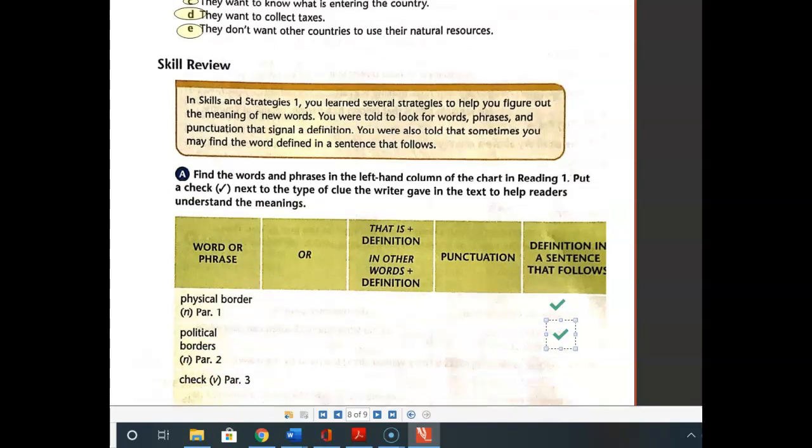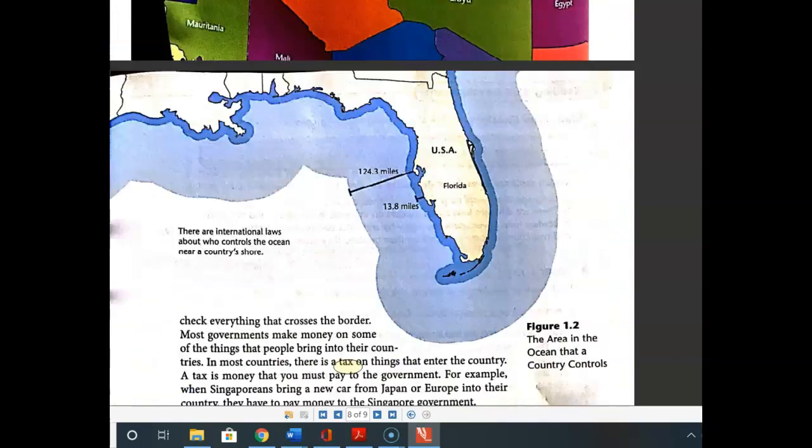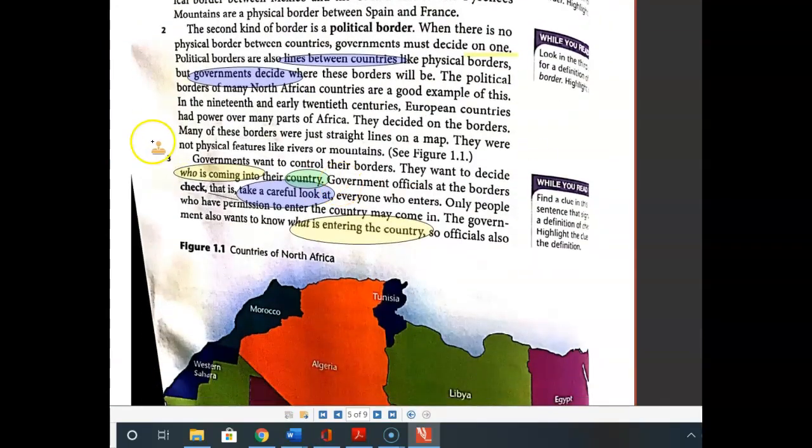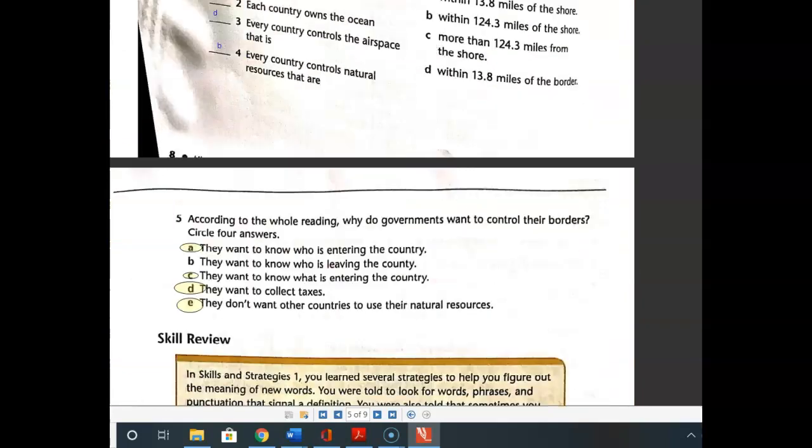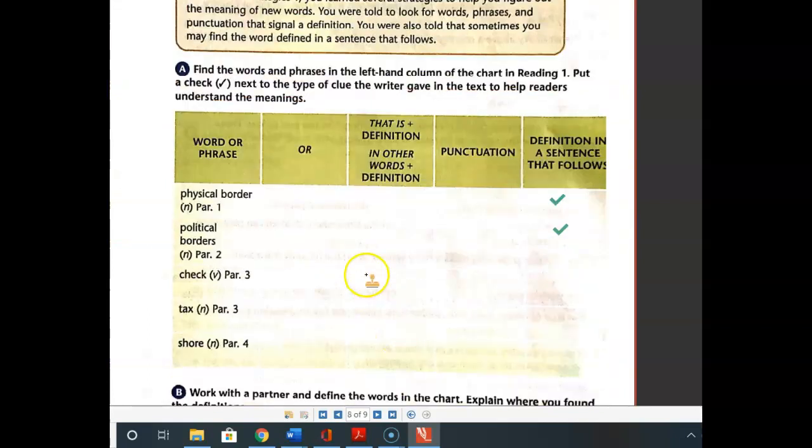How about check, paragraph 3? Here we have the word check. Check, that is, take a careful look at. So the clue in this case was the word that is plus a definition. So check means to take a careful look at.